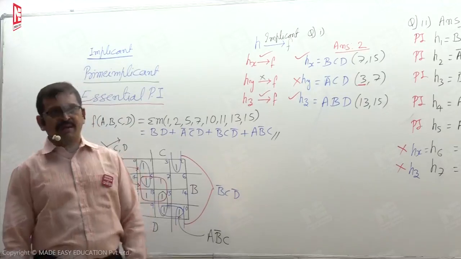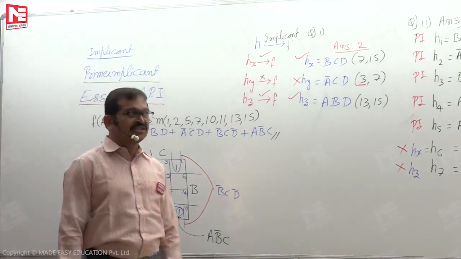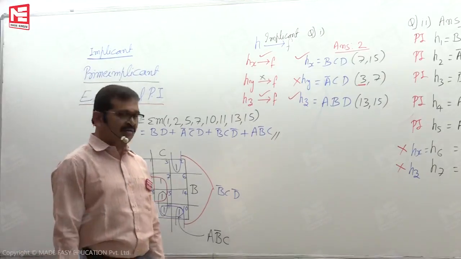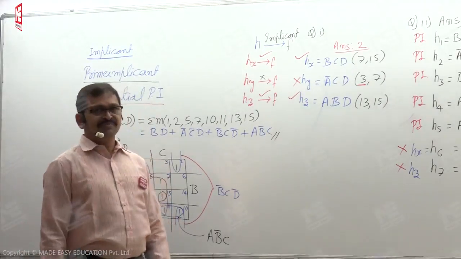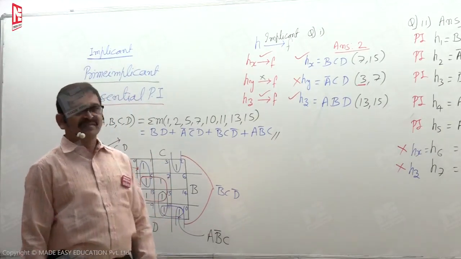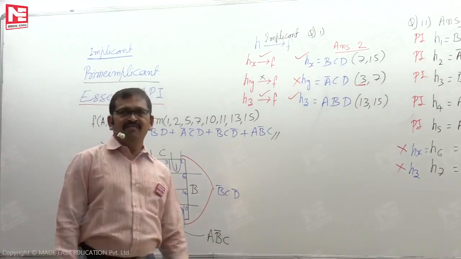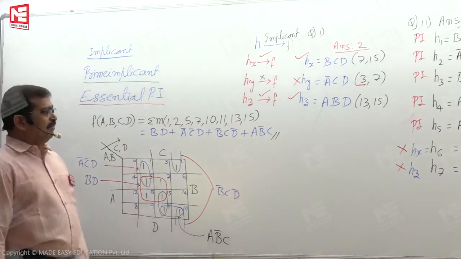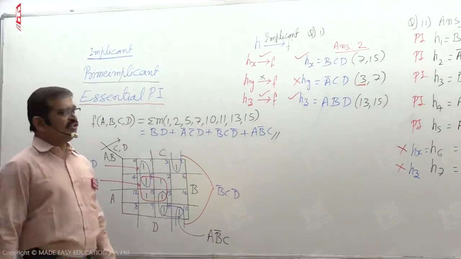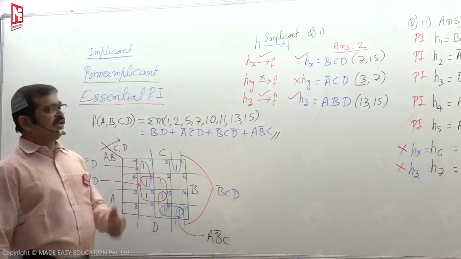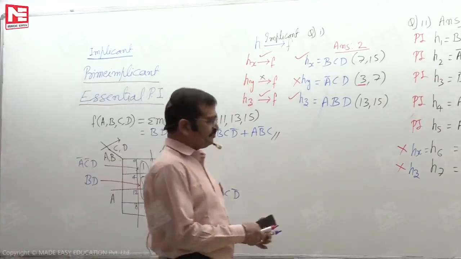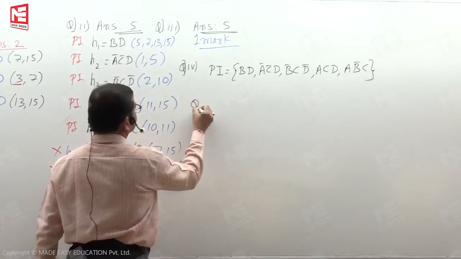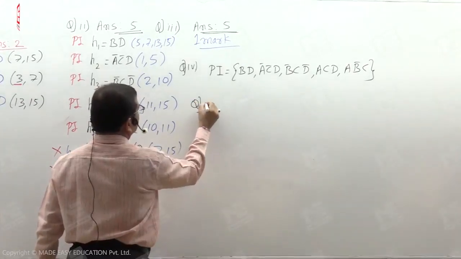Essential prime implicant is a prime implicant. It must cover at least one minterm which is not covered by any other prime implicant. That is the statement of essential prime implicant. So on the same example, let us now take a question and try to look. Note down.